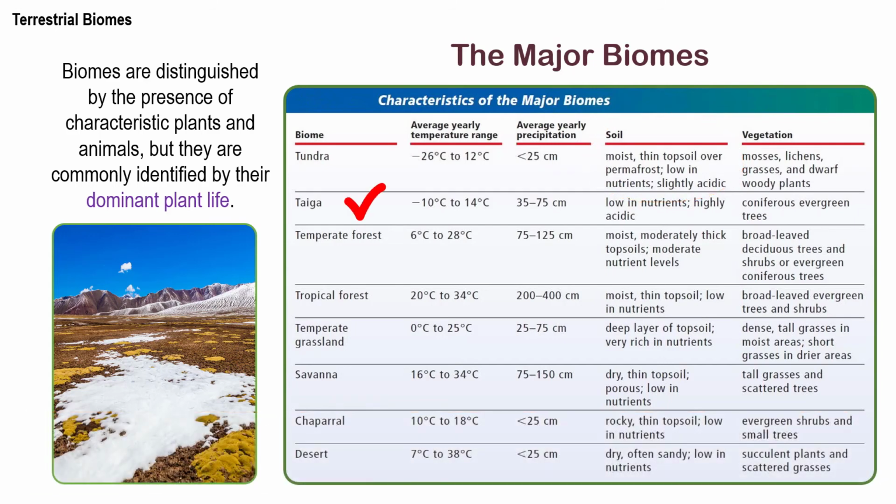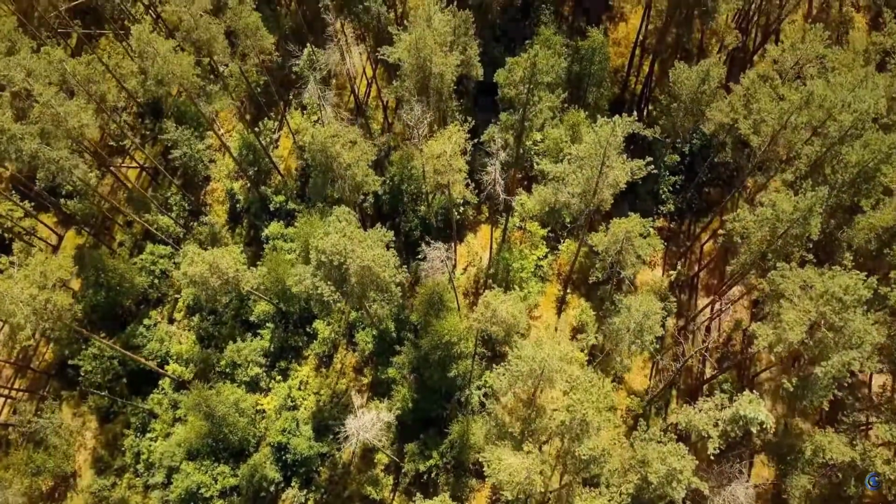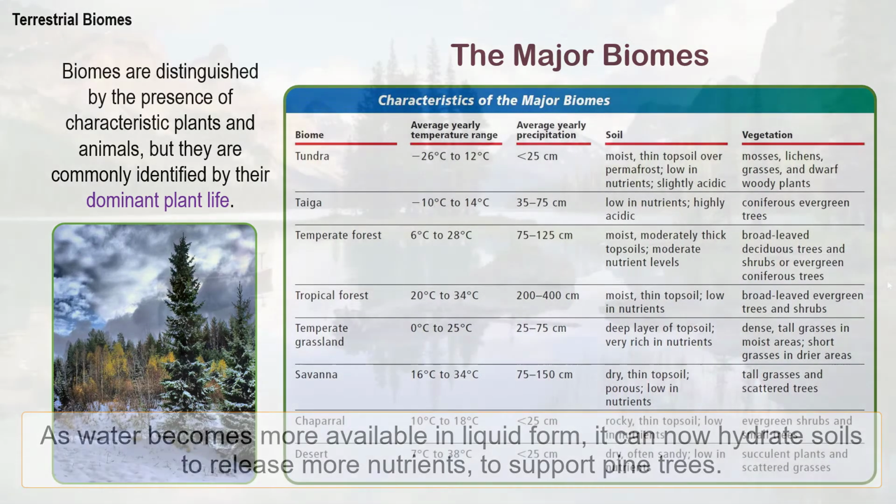Then we have the taiga. The temperature starts to rise here because again, we are moving towards the equator. As water becomes more available in the liquid form, it can now hydrate soils to release more nutrients. Of course, to support your pine trees.